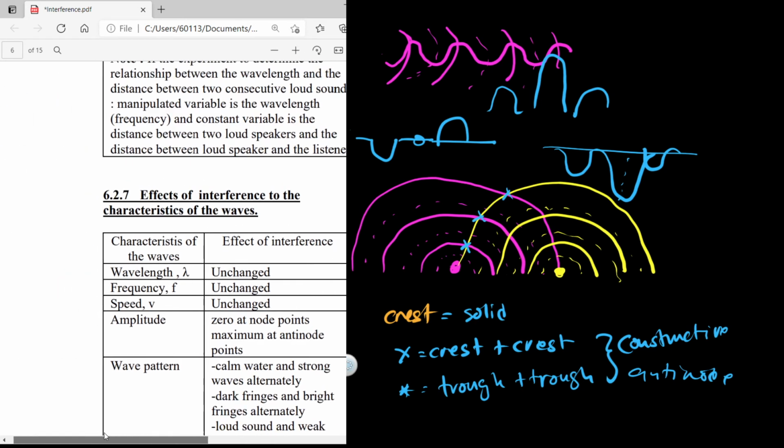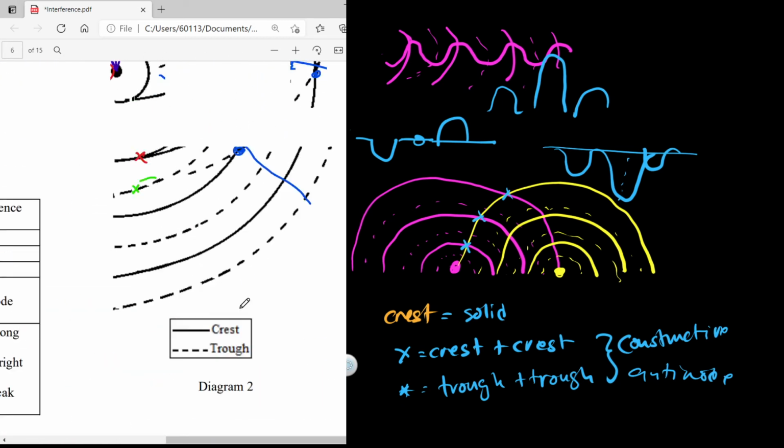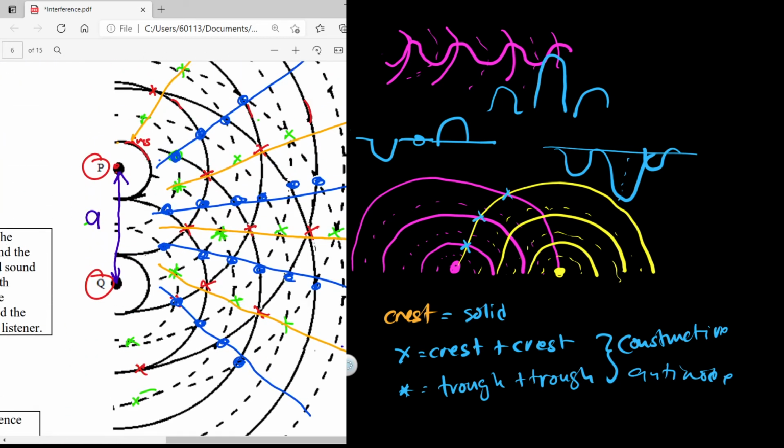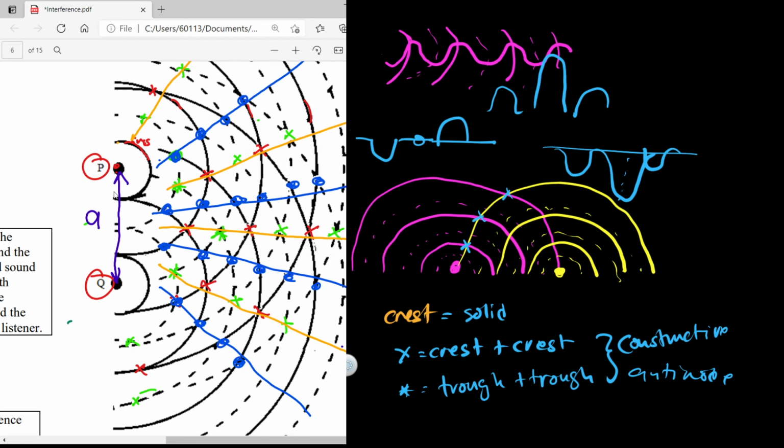So we have the detector line, and capital D here is used to measure the distance from the sources to the detector line. So this is what we call D. If your line is drawn here, your D should be from here to here.